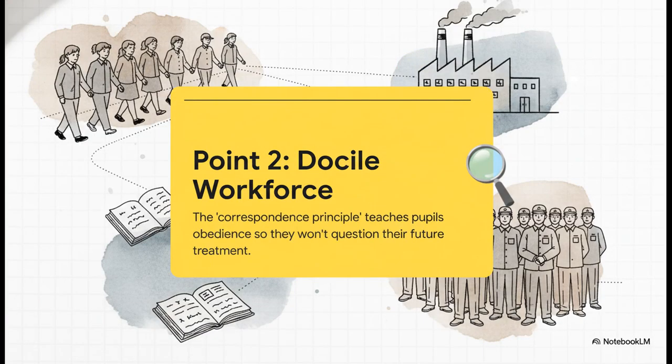For the next 2 marks, we just rinse and repeat. Identify the next point. Education creates a docile workforce. And explain how it uses the correspondence principle to teach obedience, making them perfect, unquestioning workers for the future. That's another 2 marks. You just do that one more time and you've got a perfect 6 out of 6.